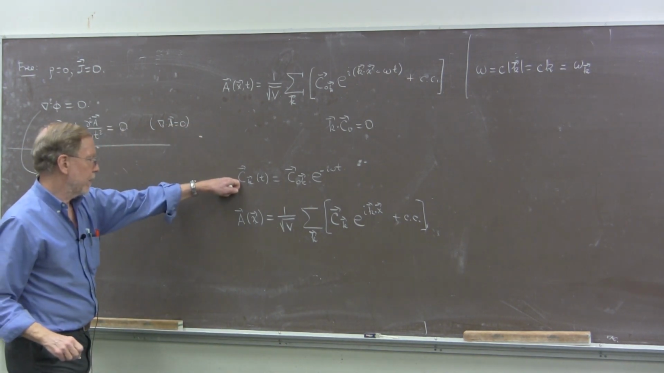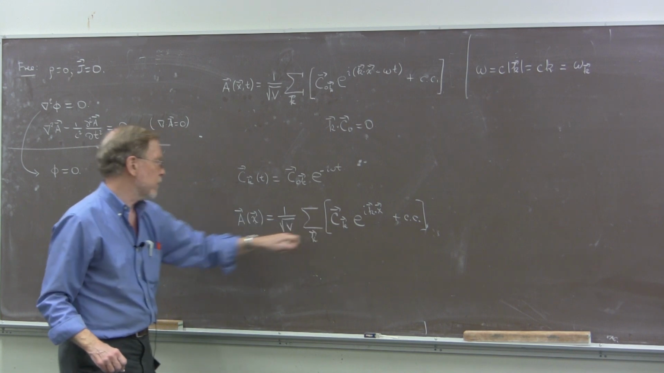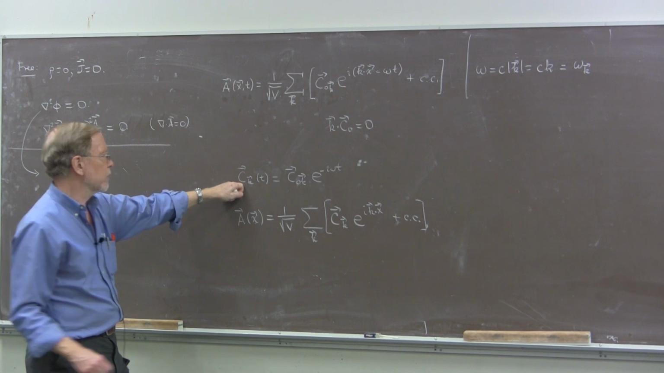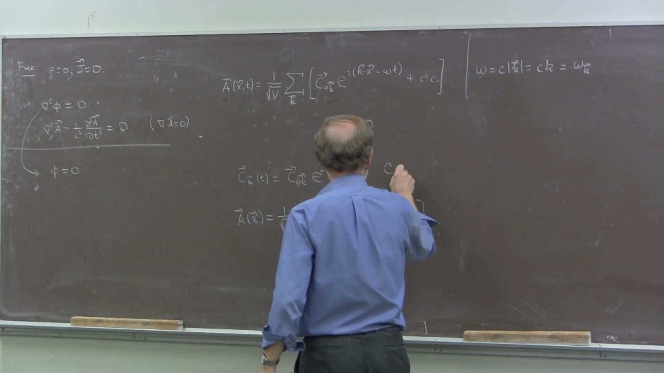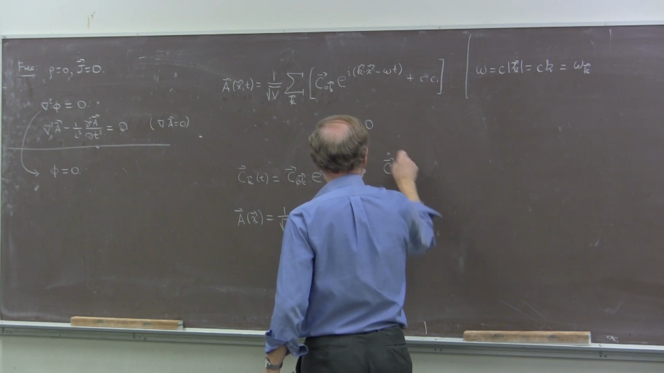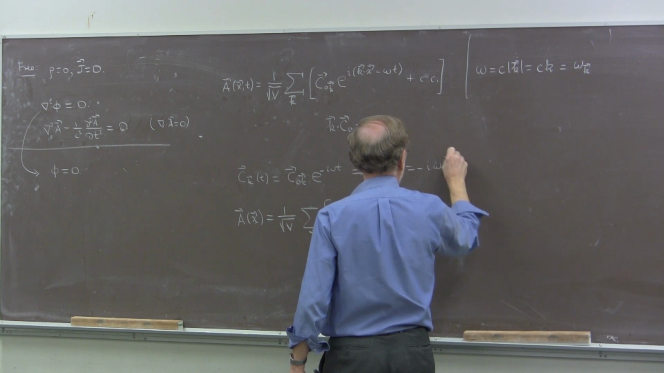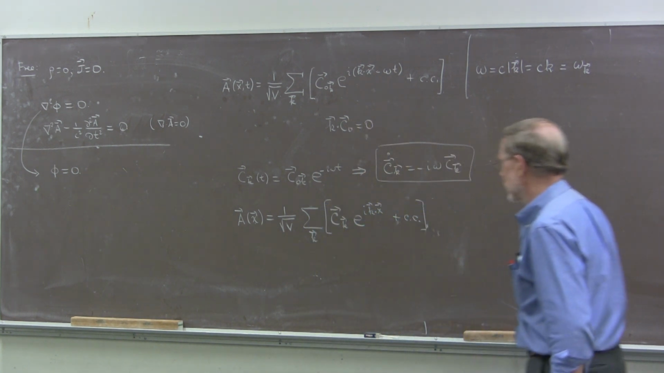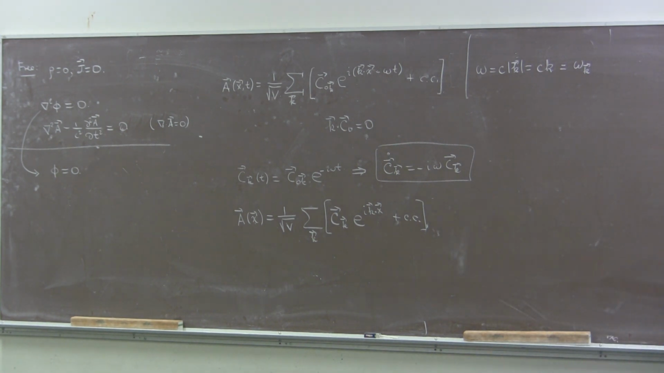And now the c sub k's have a dependence on time. A does also, but it's captured by the time dependence of these coefficients. The time dependence is also described by an equation of motion for the c's. If I just differentiate, this gives you c sub k dot is equal to minus I omega c sub k. This is the equation of motion of the coefficients, and this then is the representation of the vector potential.